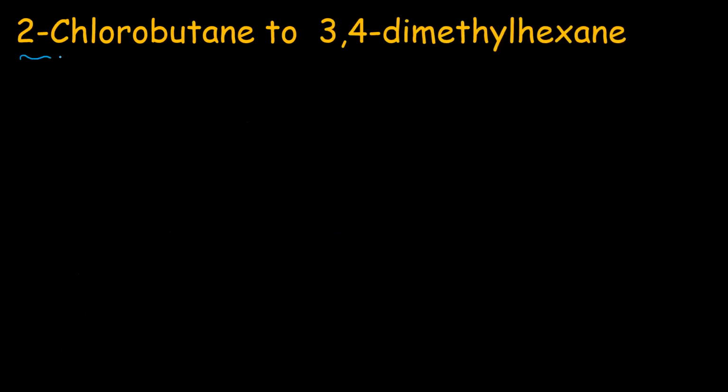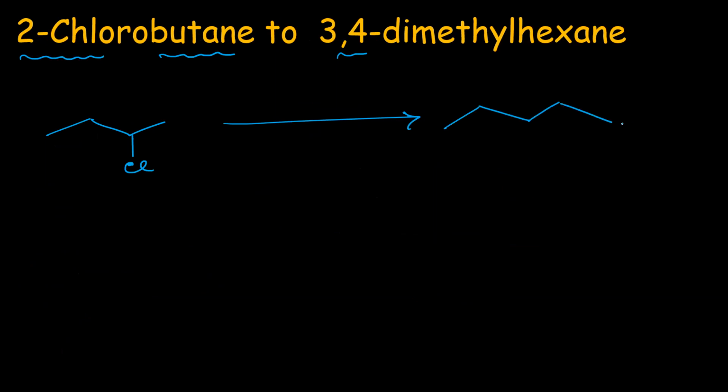Write this: 2-chlorobutane to 3,4-dimethylhexane. So 2-chlorobutane will be like this, and we have to convert this to, this is hexane, and we have 3. Here we have CH3, and here also we have CH3 in the 4th position.